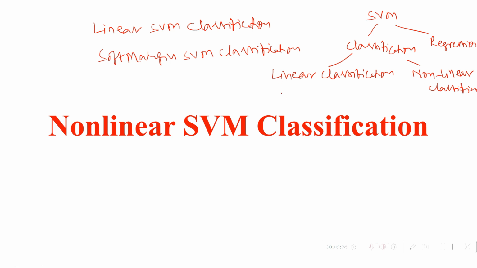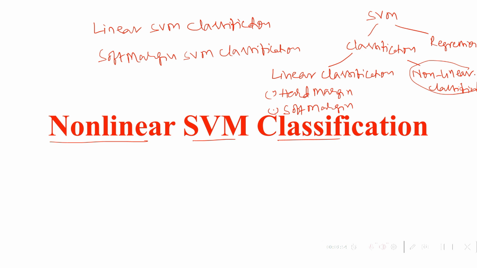In linear classification, there are two approaches: one is hard margin classification, and the other is soft margin classification. These techniques were discussed in the previous videos. Please go through and watch those. Now in this video we are going to discuss SVM, support vector machine classification, that is nonlinear classification.